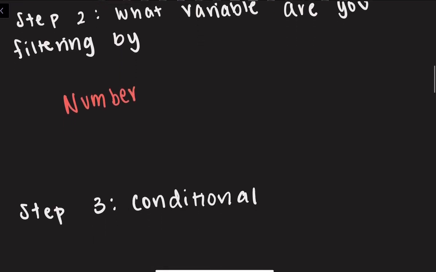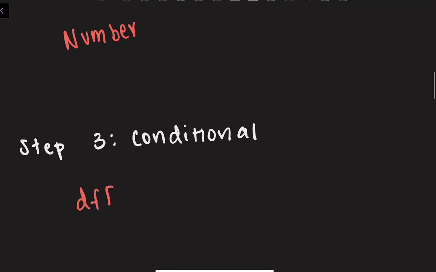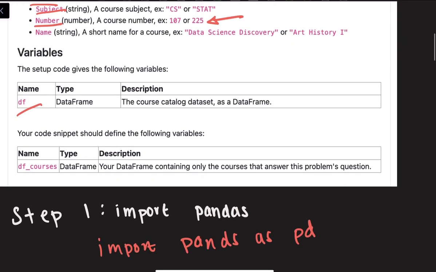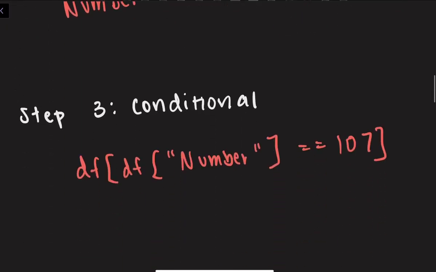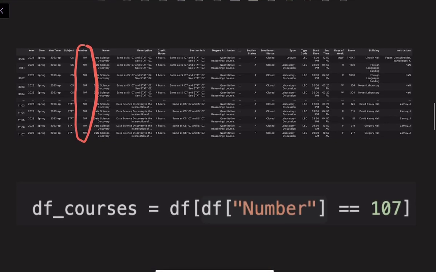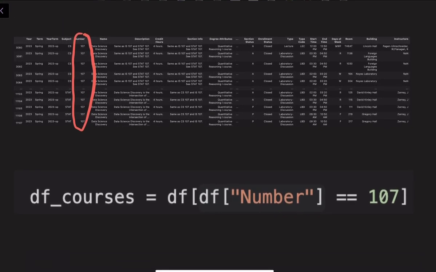Okay, once we're done with that, we can write out our conditional. The conditional syntax looks something like this. We have our data frame name, the column we're filtering by, and then since we want the number to be equal to 107, we're going to do a double equals, and then we're going to close our brackets. They want our resulting data frame to be stored in something called df_courses, so we set this all equal to df_courses. And this is what our output is going to be. If you take a look at the number column, we have only the courses with the course number 107.